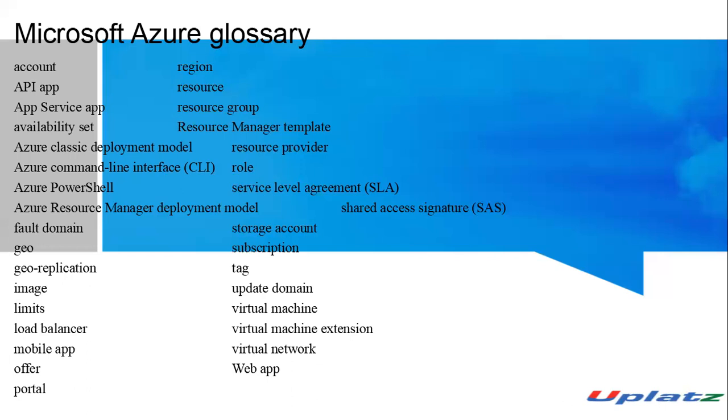Then we have resource manager template. It's a JSON file that declaratively defines one or more Azure resources and that defines dependencies between the deployed resources. The template can be used to deploy the resources consistently and repeatedly.